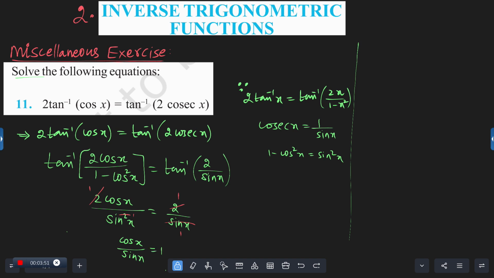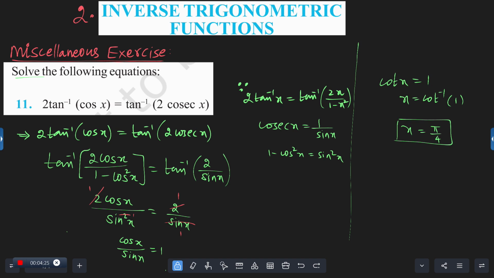Cos by sine is what? Cot x. So cot x is equal to 1. We need x only, am I right? So when you apply cot inverse on both sides, you will get cot inverse of 1. For what angle will you get 1 in cot? 45 degrees, that means pi by 4. So the x value will be pi by 4. Understand? Right.